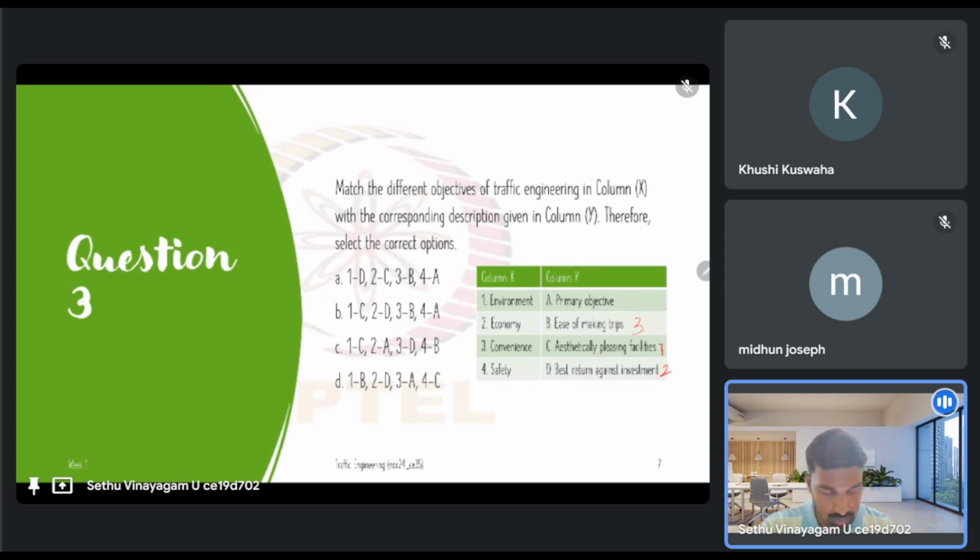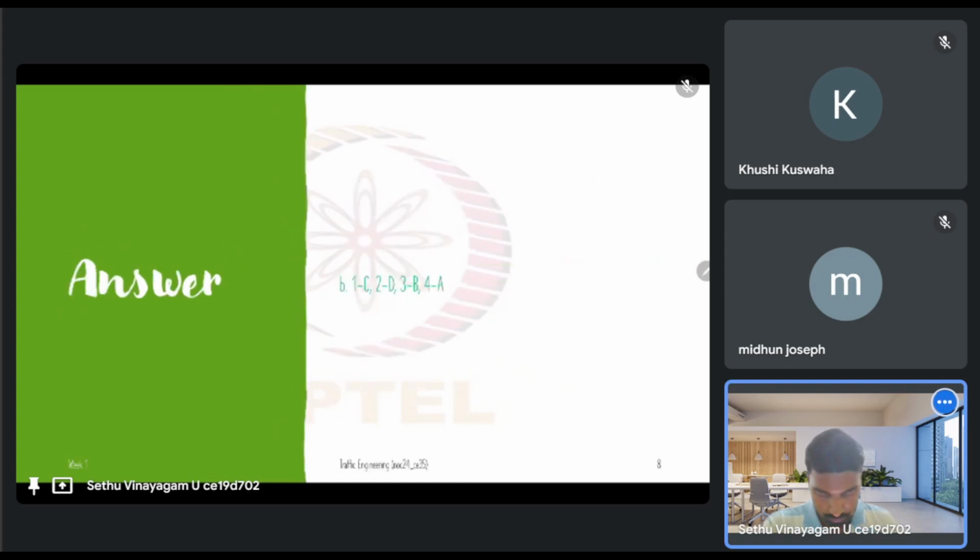So we want trips to be made easily, right? People want convenient trips. And fourth, safety. As we already saw, safety is the primary objective of traffic engineering, right? So we want to ensure that accidents are not happening and people as well as goods travel safely from one location to the other, right? So therefore, that is the right mapping which is given in option B. So therefore, B is the right answer.